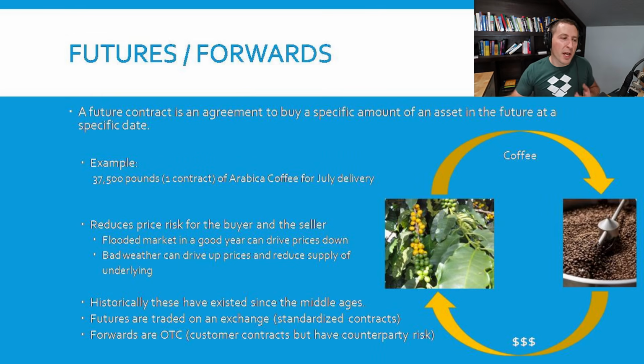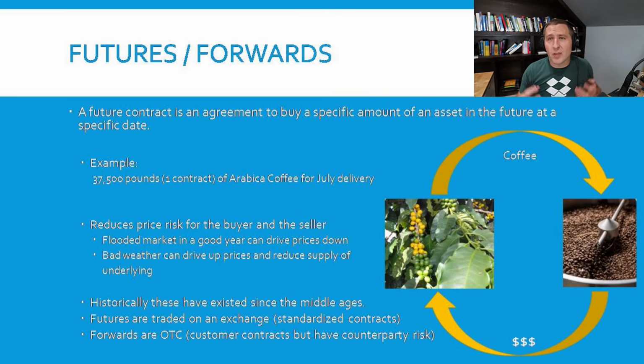Now, on the flip side of this, you can have forward contracts, and forward contracts are going to be OTC, meaning over the counter, more customized contracts. In these cases, you might want to take physical delivery. Like if I'm a big, massive coffee roaster, you could do a forward contract. Now you can also do cash settlement on forward contracts.